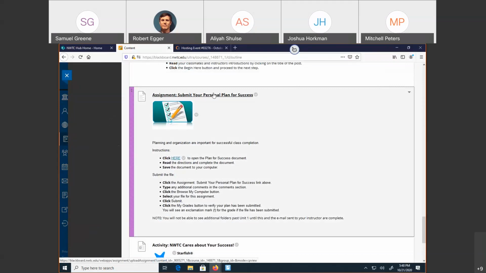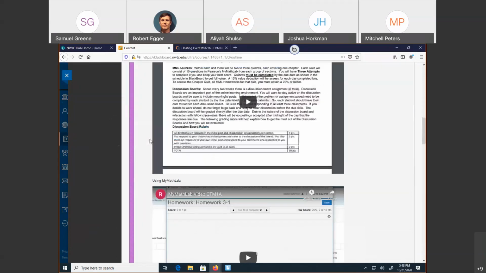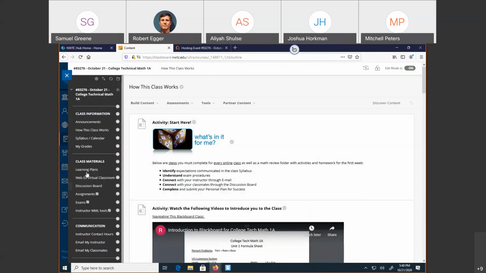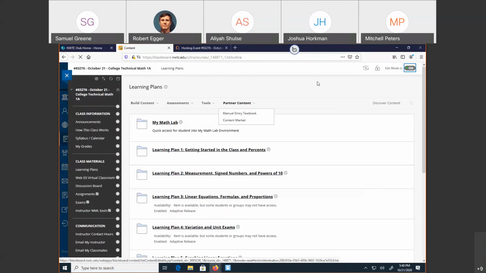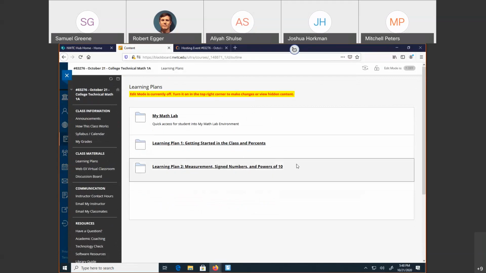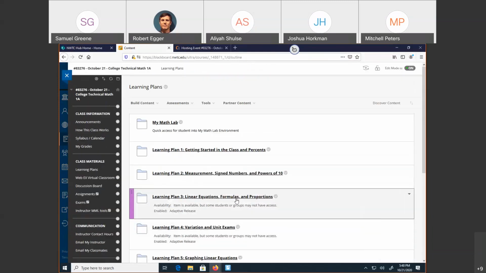But what you need to worry about for class is you need to do this guide assignment: submit your personal plan for success in this class. This class has been set up so that until you do that, you won't get access to Learning Plan 1, Learning Plan 2. The other learning plans, which there are many, are dependent on how this class works.